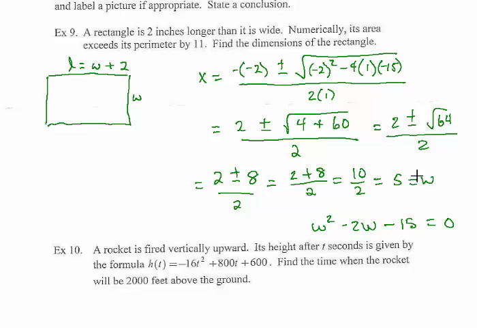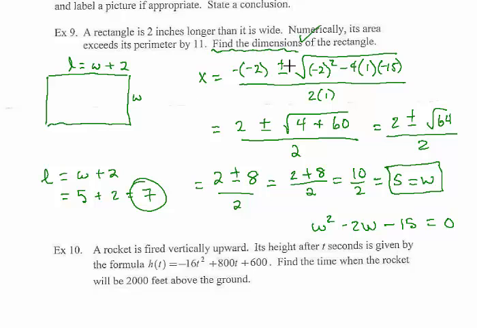which tells us that our width is equal to 5, and therefore our length is 2 plus that, so 5 plus 2, length equals 7. So we have found our dimensions. L equals 7, W equals 5.